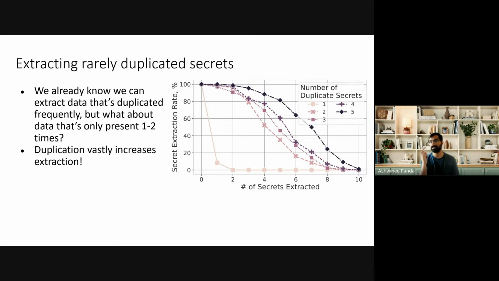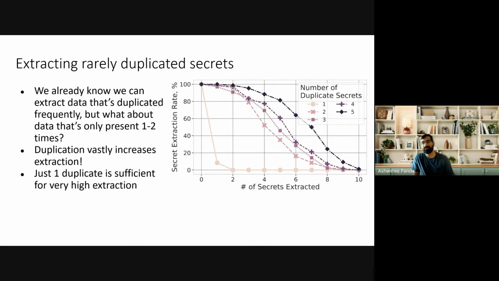So this is the 2 duplicate secrets that we have here on the legend. That means that there's the original copy and then there's one duplicate. This vastly increases extraction. So you'll notice that this red X line for 2 is pretty high. If there's like 6 people's secrets in the fine-tuning data, we can extract 6 of those almost 20% of the time. And I think that this is interesting because it shows us that just that very first duplicate is really what's violating a lot of the privacy.